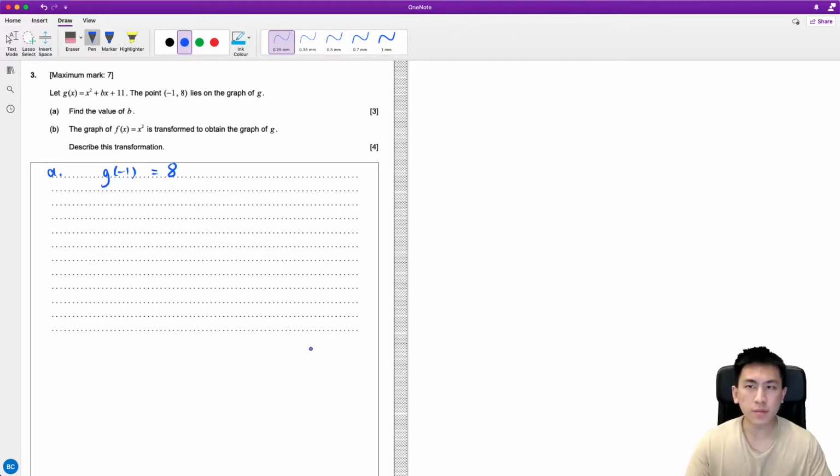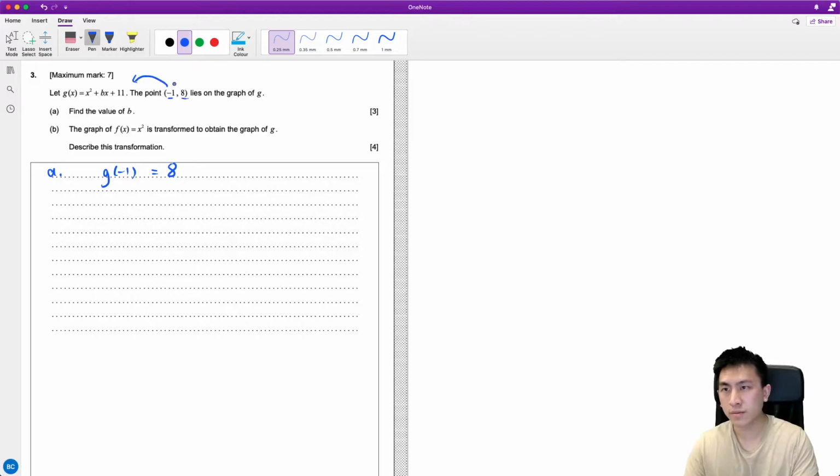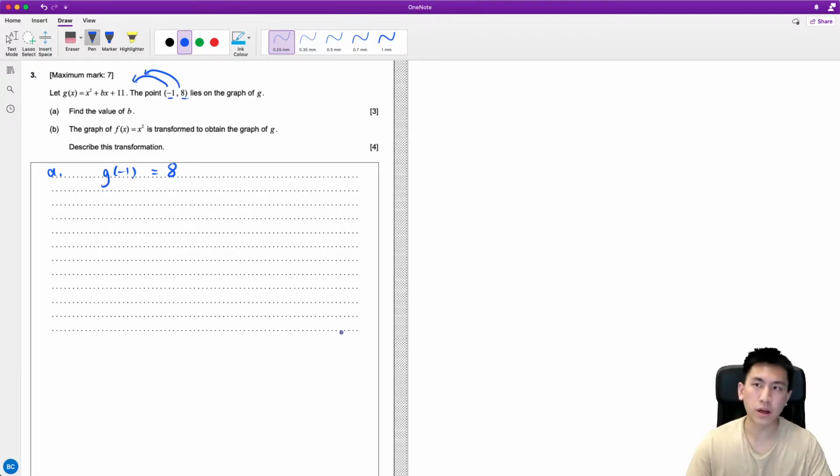But this is something that you have to know, right? For any general graph, let it be a straight line, a quadratic, a cubic, or sine, cosine, it doesn't matter. For any graph, if a point lies on the line, that means the coordinates of the point will satisfy the equation of that line, right? That is generally true. That means you can simply substitute the x coordinate and the y coordinate into the equation. It will always satisfy it as long as the point is on the line.